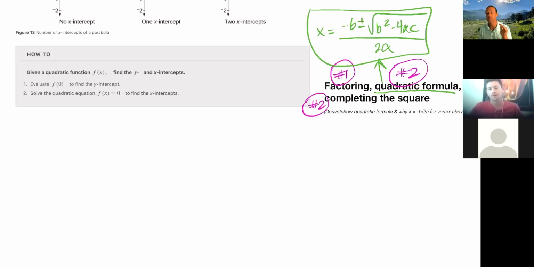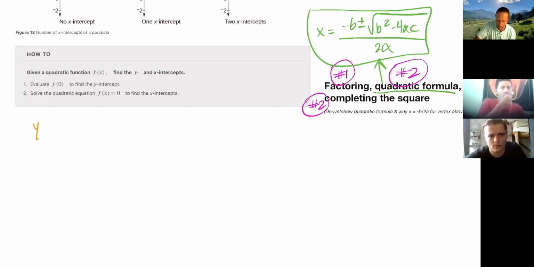You guys already know how to factor. You already know the quadratic formula. You probably forgot how to complete the square. So by doing this one thing, it's going to hit all those points, and I'm going to prove to you right now why it's this. All right, you guys ready? Check this out. It's pretty cool.